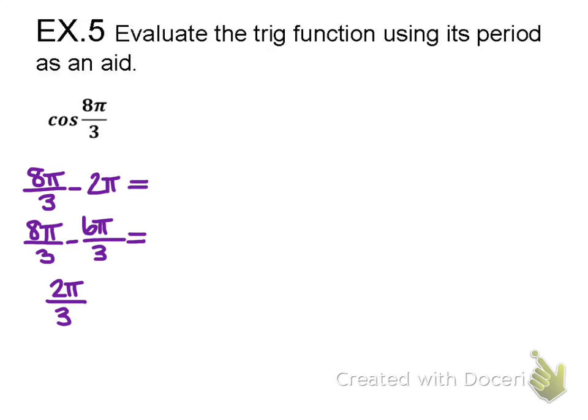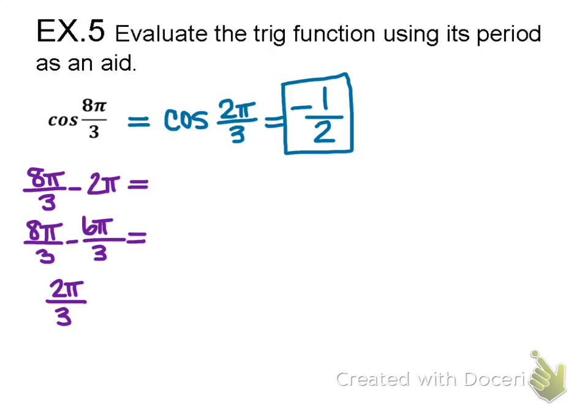So now I'm finding the cosine of 2 pi over 3, which is on my unit circle. So if I find 2 pi over 3 on my unit circle, the cosine is the x value, and that is negative 1/2. So the cosine of 8 pi over 3 is also negative 1/2.